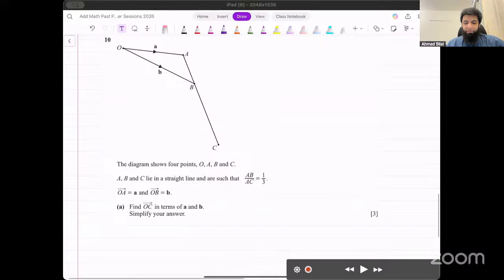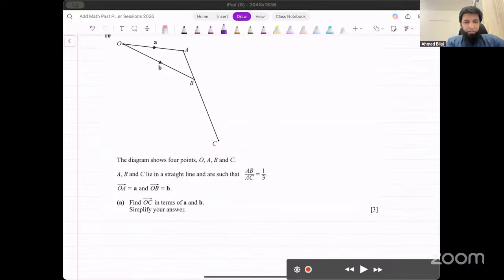All right, let's try this. We have this diagram that shows 4 points O, A, B, and C. A, B, and C lie on a straight line such that AB over AC is 1 over 3.